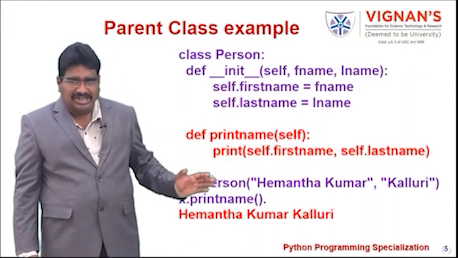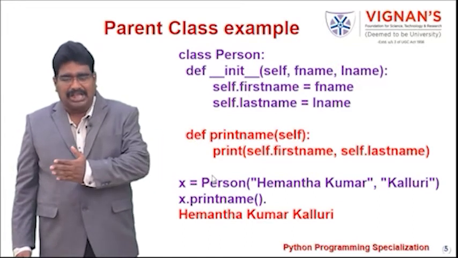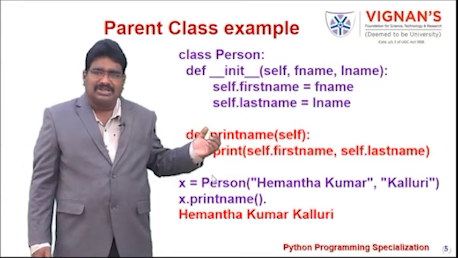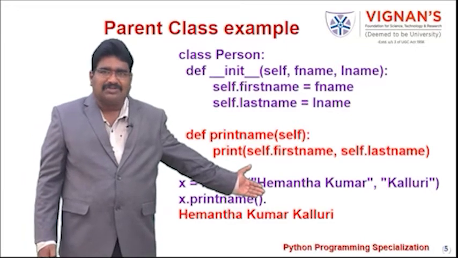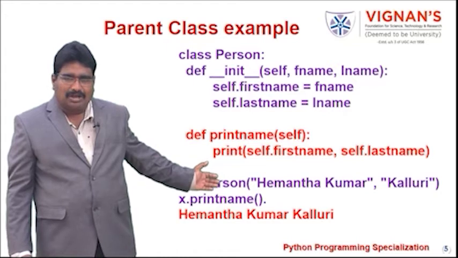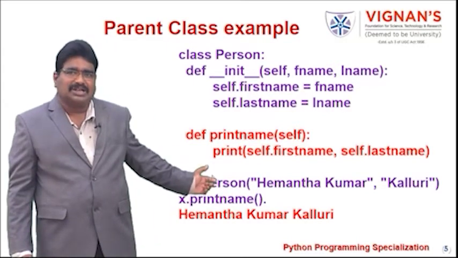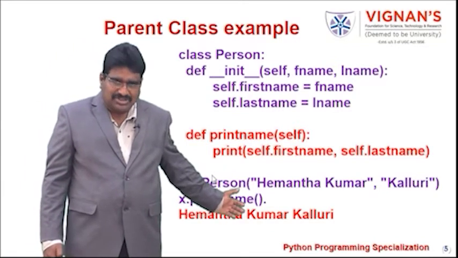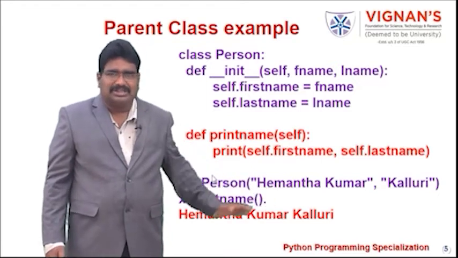I hope you understand how to define a person class, which has the attributes first name and last name, and we define a print name method. Next, we created one object x with the parameters Hemanta Kumar as the first name and Kalluri as the last name. Based on that, it simply created an x object of the person class, and when we use print name, it simply displays the first name and last name, Hemanta Kumar Kalluri, on the screen.